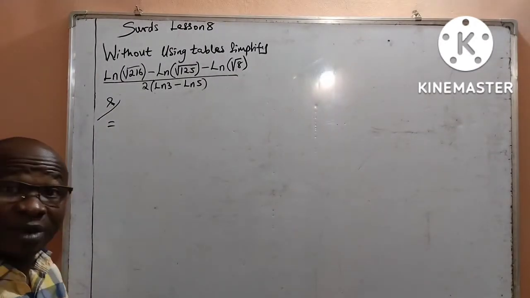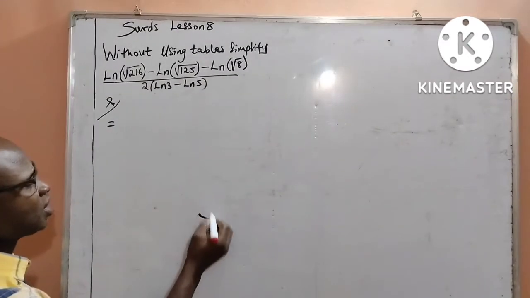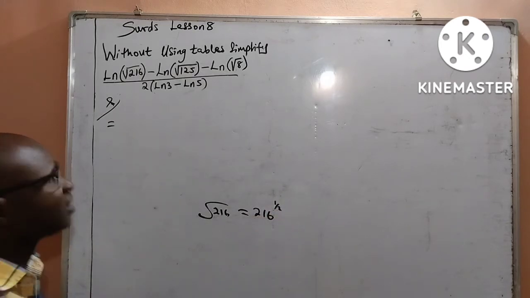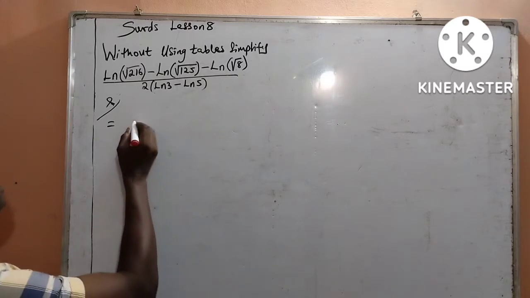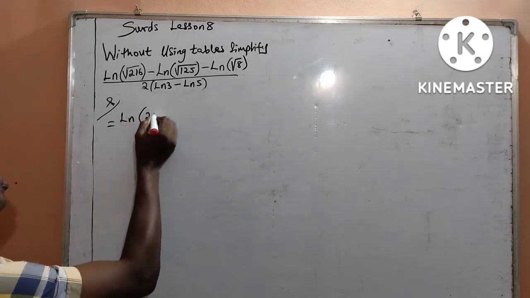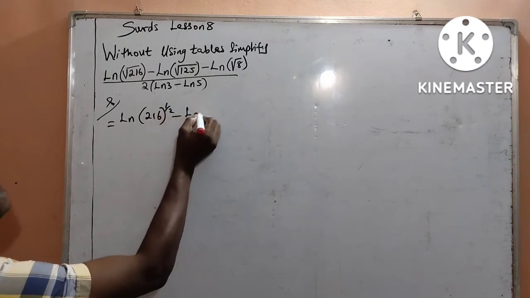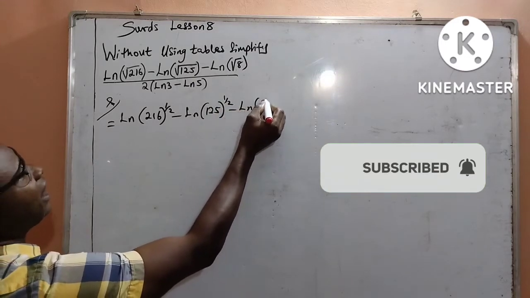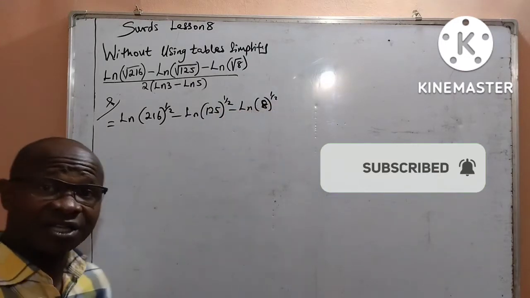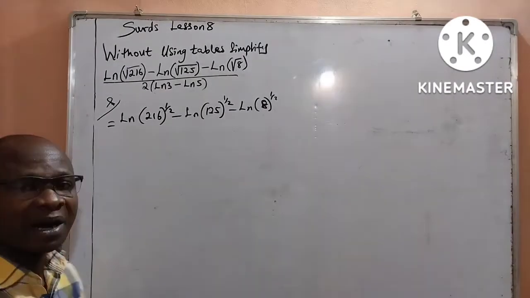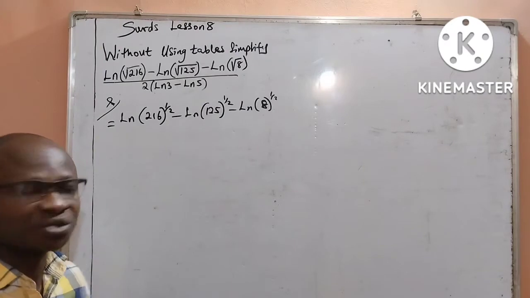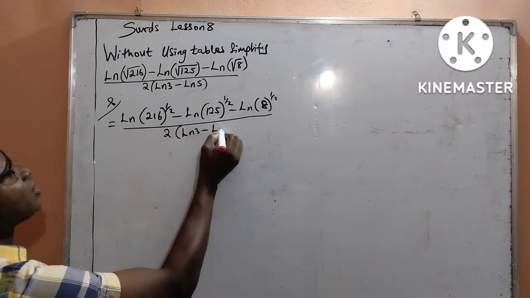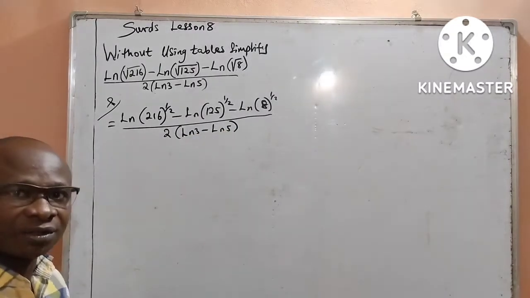I want to make the square root signs to be in power form. That means square root of 216 will now be written as 216 raised to power half. They are the same thing. So at the numerator, I get ln 216 raised to power half minus ln 125 raised to power half minus ln 8 raised to power half. I have changed the square root signs to power form, that is raised to power 1 over 2. And at the denominator, I still have 2 into ln3 minus ln5. We move on to the second step.